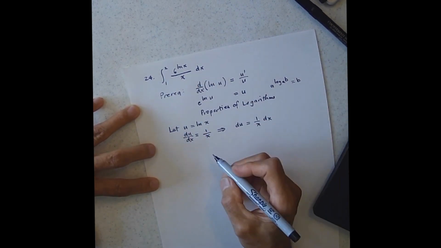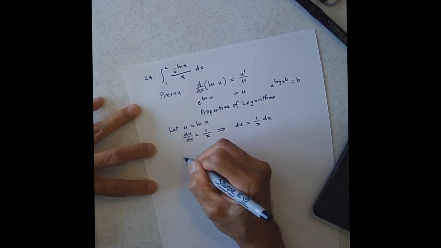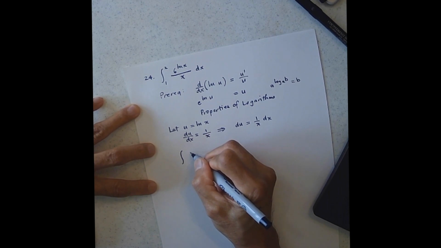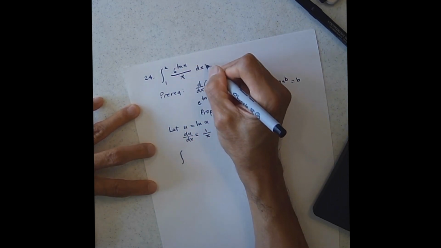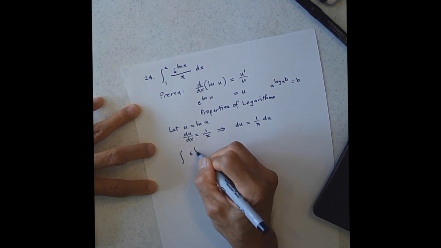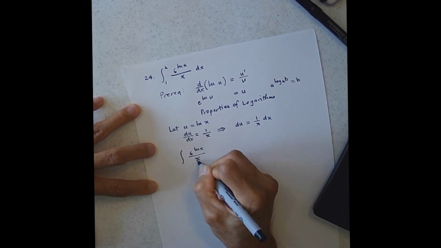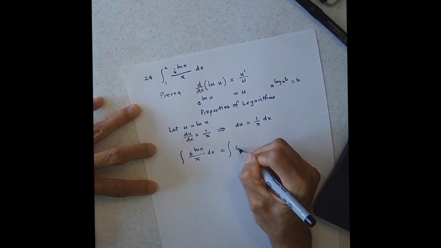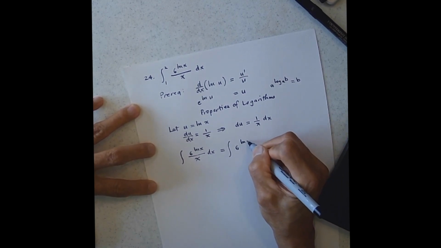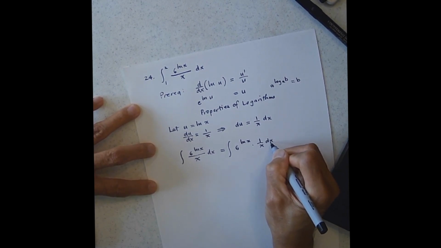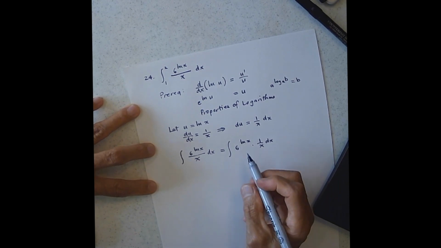Okay, so I'm going now to rewrite our problem in terms of u. The integral of 6 to the u. Let me rewrite this problem so that you can see this form actually, okay? So 6 to the power ln of x over x dx can be rewritten as the integral of 6 to the power ln of x times 1 over x dx.